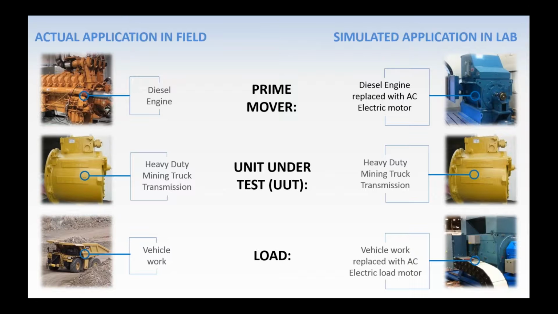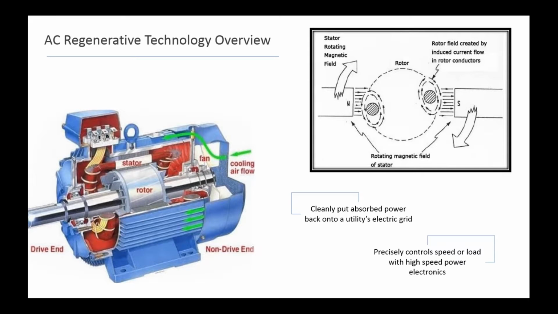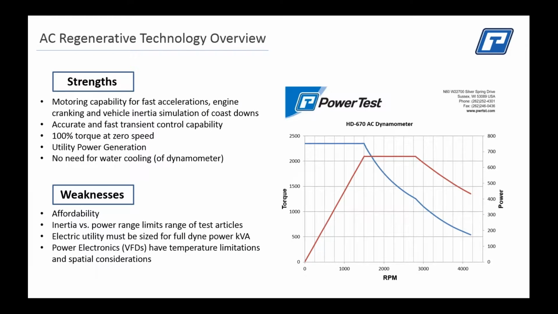This ultimately just requires incoming power from the utility to overcome the inefficiencies of the test transmission. You eliminate the need for large amounts of diesel fuel and eliminate the need for large amounts of water that has to be cooled in the case of a water brake load unit. AC Regen technology, fairly simply, I'll brush past this a little bit, but we're using a standard or custom induction motor. That induction motor is being controlled by varying its frequency and varying its current to increase or decrease speed and increase or decrease torque.